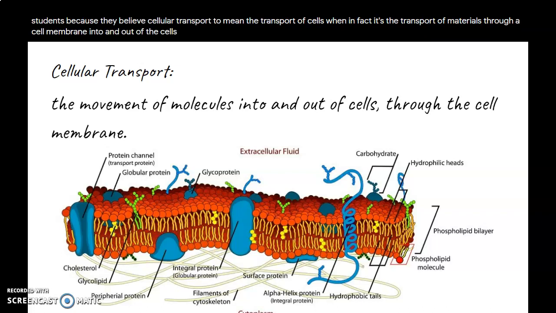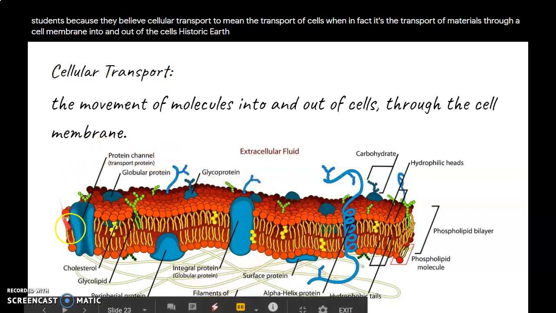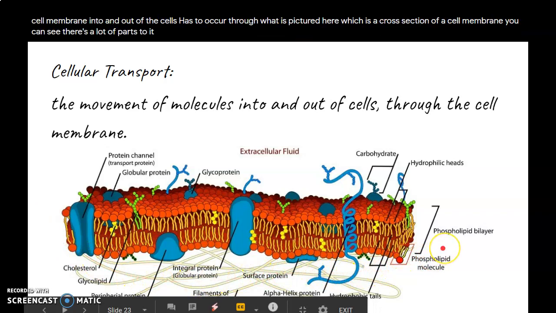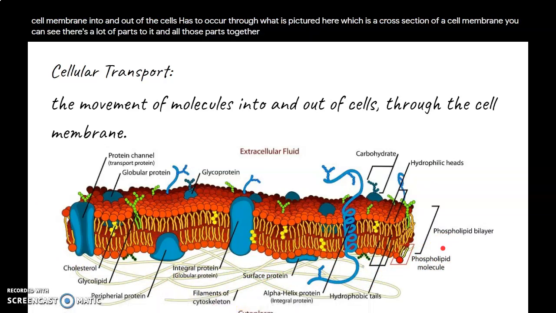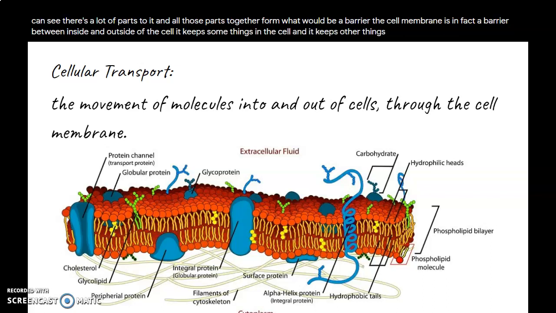In order for that to be accomplished, that has to occur through what is pictured here, which is a cross-section of a cell membrane. You can see there's a lot of parts to it, and all those parts together form what would be a barrier. The cell membrane is in fact a barrier between inside and outside of the cell. It keeps some things in the cell, and it keeps other things out of the cell.